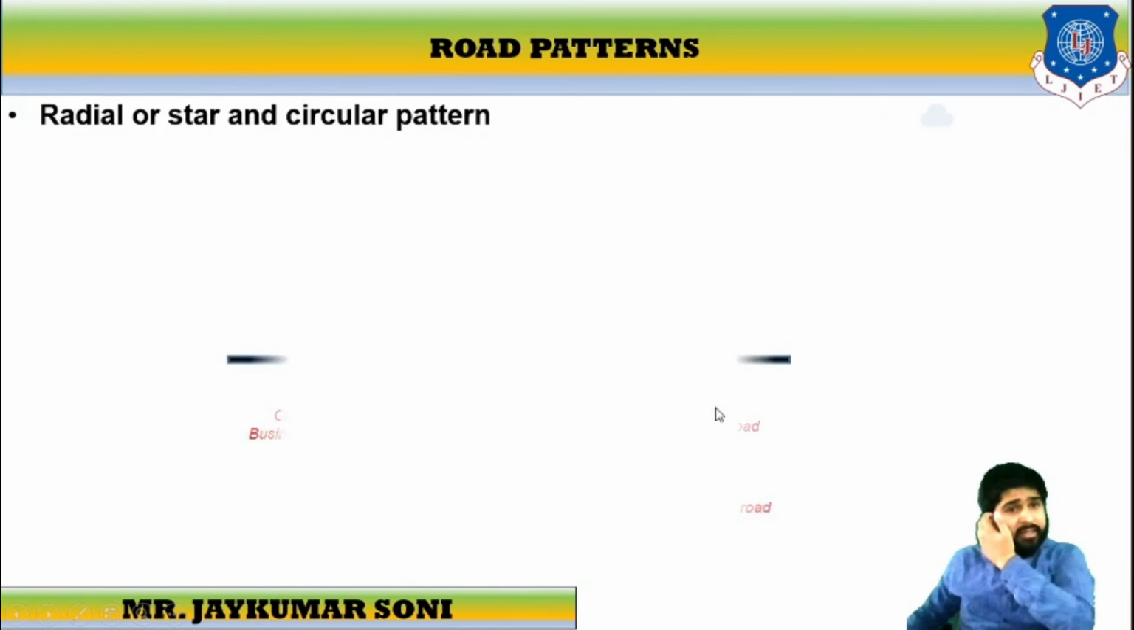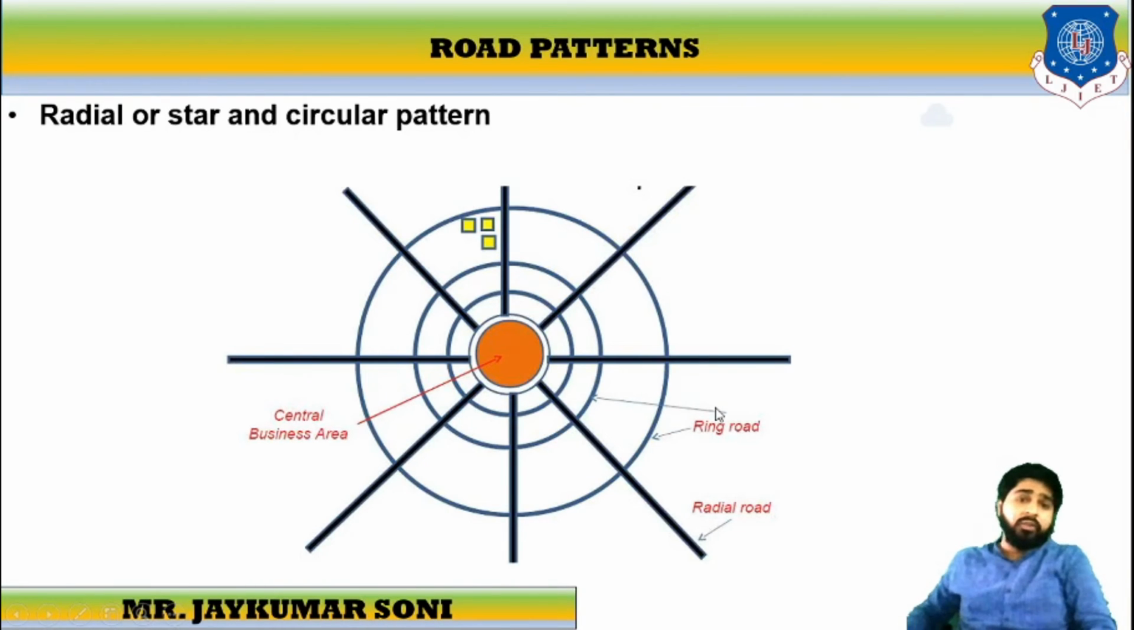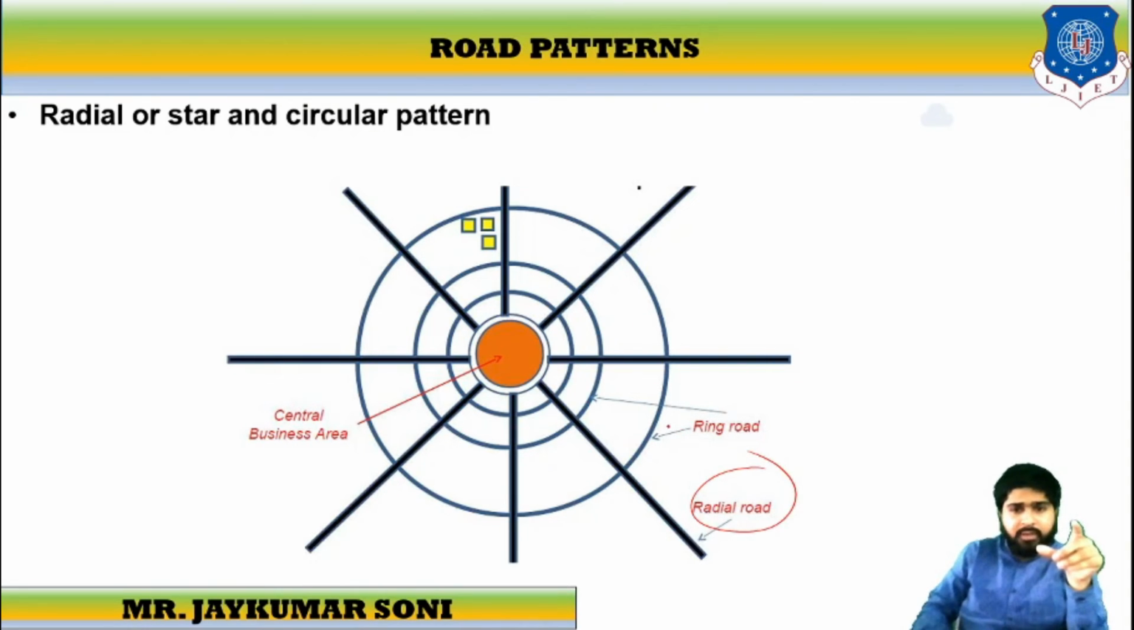Now the other pattern is the radial or star and circular pattern. That was the star and block, this is the star and circular. You can observe over here that the rays are here. These are called radials, and this is called the ring road. This is one of the examples of Ahmedabad city, because in Ahmedabad you will be able to observe this kind of ring road and this kind of rays. This is the radial road, these are the ring roads, this is the CBD area.